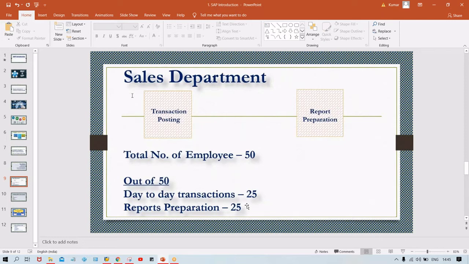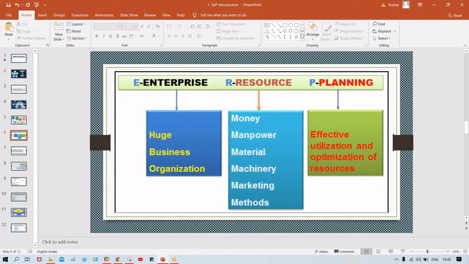Earlier, people used to prepare all the reports manually. Right now what is happening, guys? Once they have installed this SAP software in their organization, with the help of SAP there is no need to prepare these reports manually. Automatically SAP is going to prepare these reports. So look at here, guys. I talked about this ERP, right? ERP means enterprise resource planning.